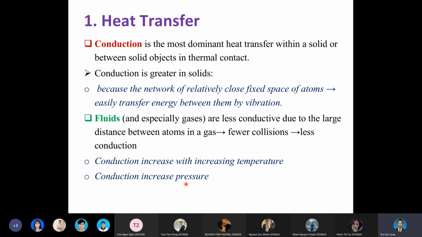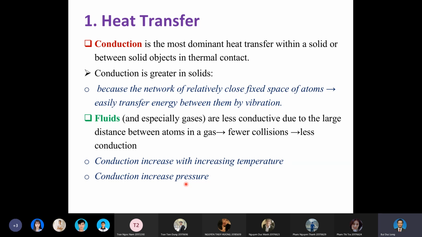Okay, that is the reason. So this is about the distance between the atoms. We also have other reasons why.